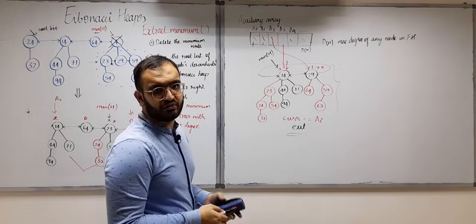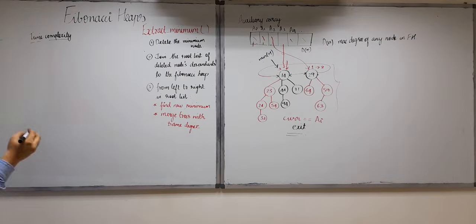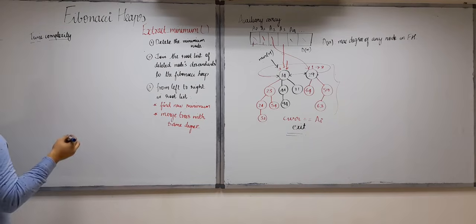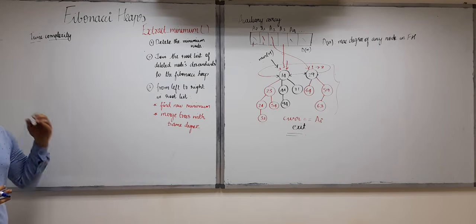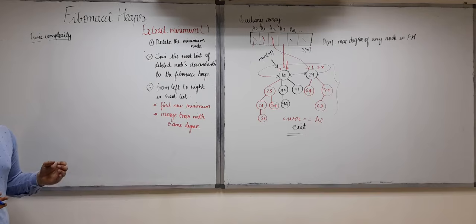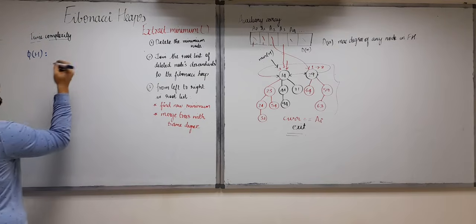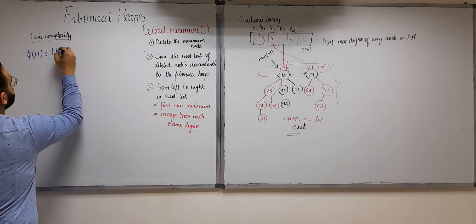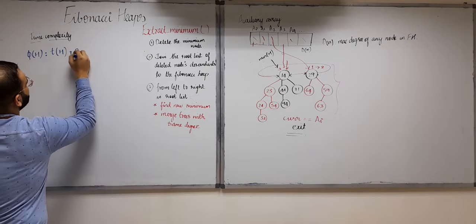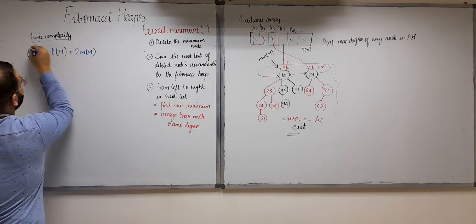Now let's try to find out the time complexity for this operation. For finding the time complexity, we are going to use amortized analysis, and in amortized analysis we will use the potential method, right? I have already explained the potential method of amortized analysis in my initial videos of this playlist. I'll provide the link to that video in the side button if you want to refer to it. So we have already discussed the potential function of Fibonacci heaps in the previous video, that is t(H) plus 2 into m(H), right?